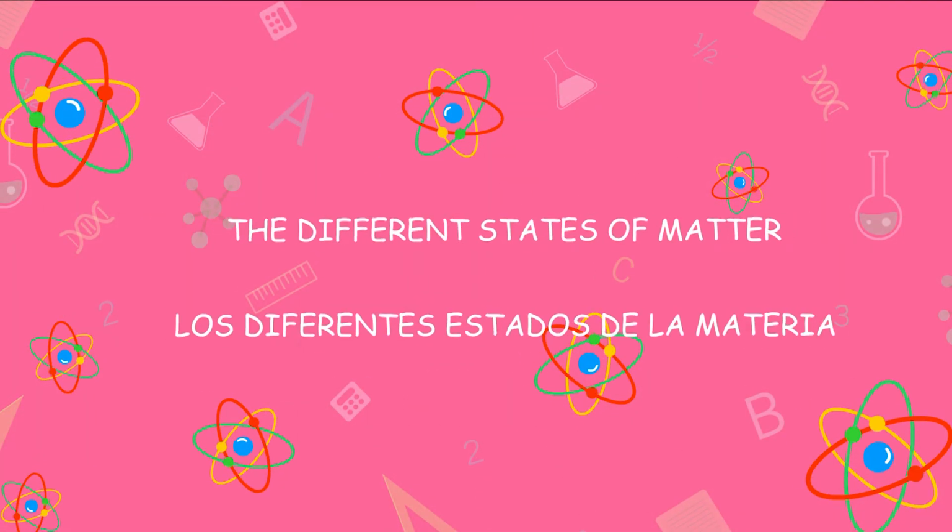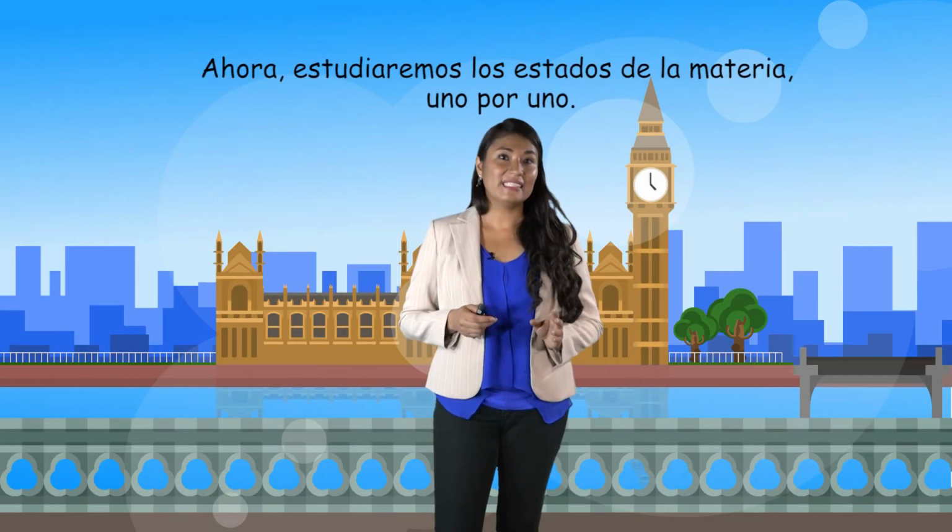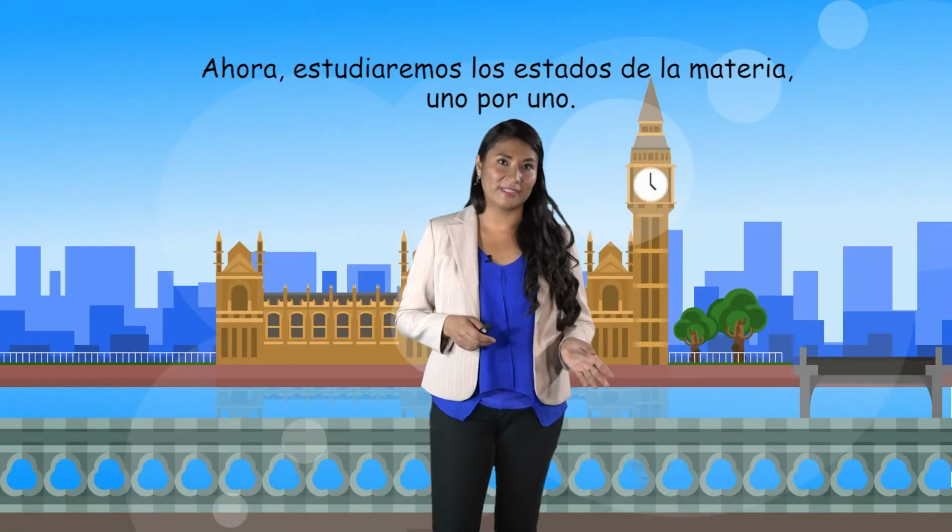The different states of matter. When we talk about the states of matter, it is important to understand that some of the words are used quite a lot. One of these words is a molecule. Molecules are made of two or more atoms. Atoms are tiny particles or building blocks which make up substances. Everything you see or imagine is made up of something. So, atoms, when put together, form molecules, which form cells, which form our organs, our populations, our planets, galaxies, and so on. Now, let's study the states of matter one by one.